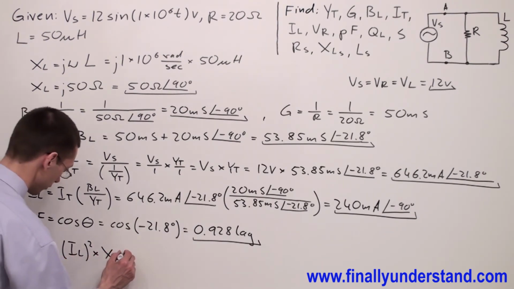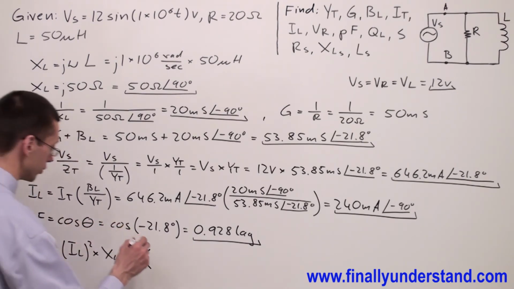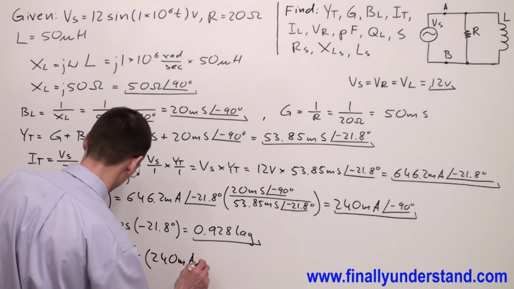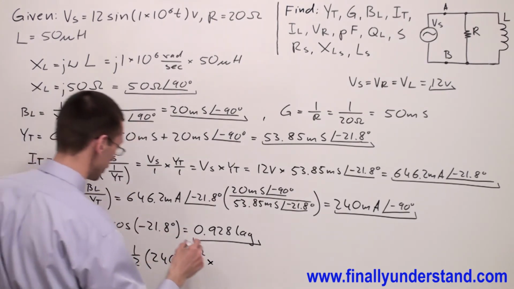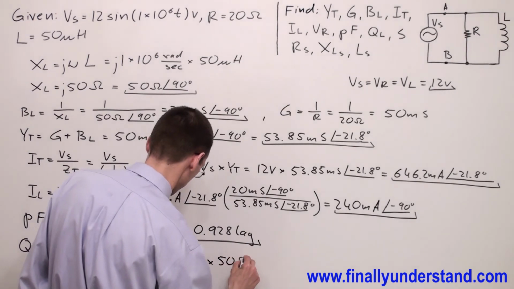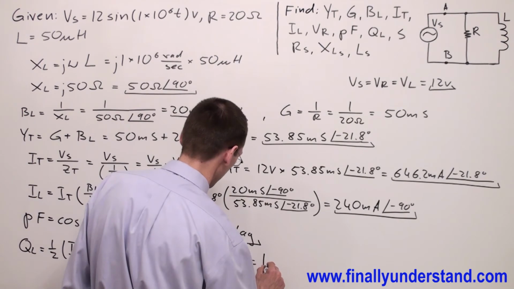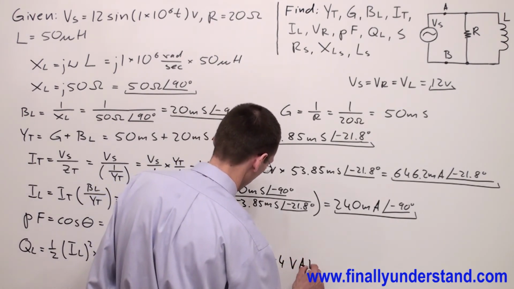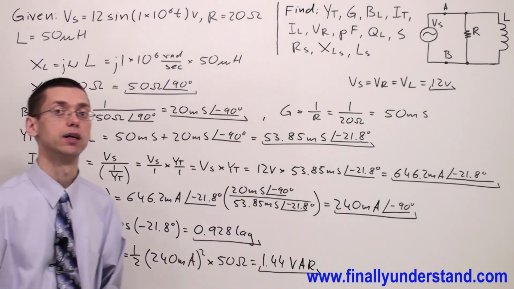So I'm going to have 1/2 IL. We found IL is equal to 240 milliamps raised to the second power times X of L, which is equal to 50 ohms. So QL is equal to 1.44 volt amp reactive. And this is the reactive power in my circuit.